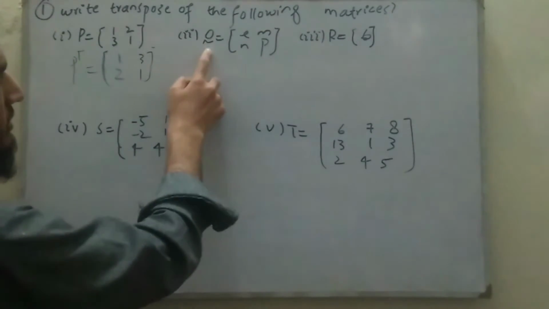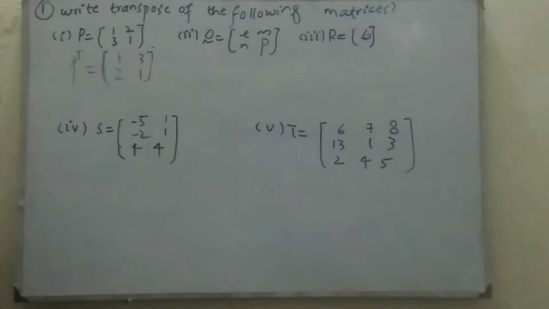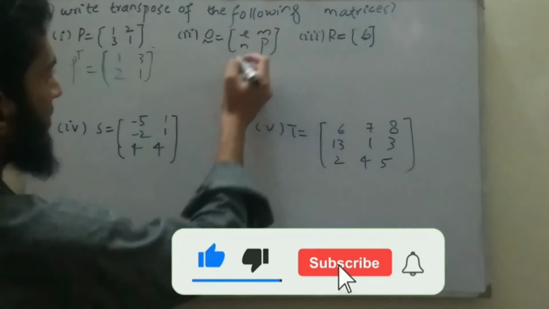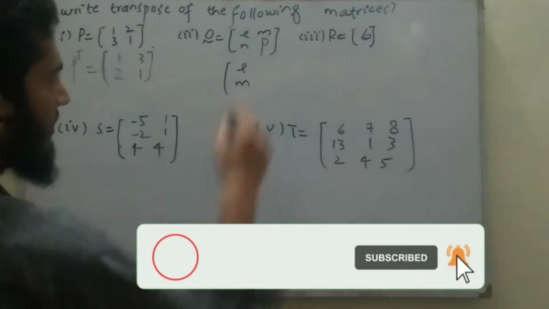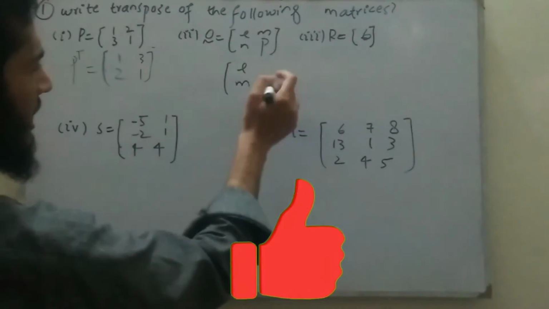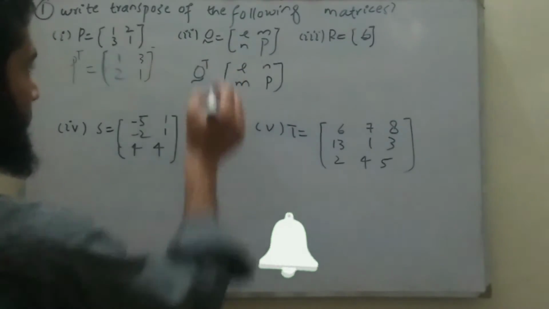Now here it is Q. So Q is equal to L, M and N, P. So for the transpose, L, M is in a row, so it will convert into a column. It becomes L over M. Here N and P is in a row, so it will convert into a column, N and P. So this is the transpose of Q.